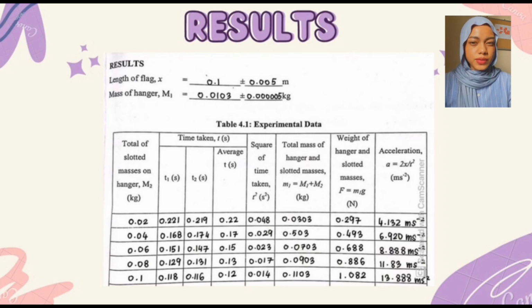Next, to get the square of time taken, we need to square t1, so we get 0.048. For the total mass of hanger and slotted masses, we need m1 plus m2, which means 0.0103 plus 0.2, so we get 0.0303. Then for the weight of hanger and slotted masses, we take 0.0303 multiplied by gravity, which is 9.81, so we get 0.297. The last one, for acceleration, is 2 multiplied by 0.1 divided by t squared. So that's all for the results.